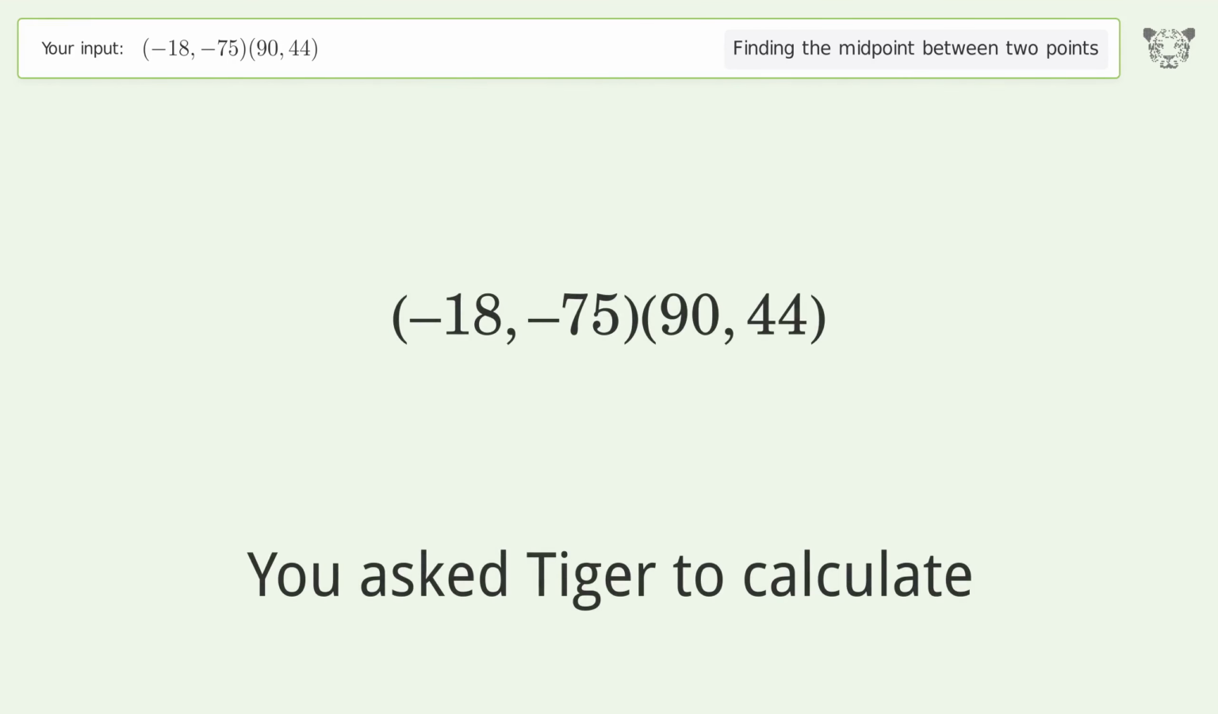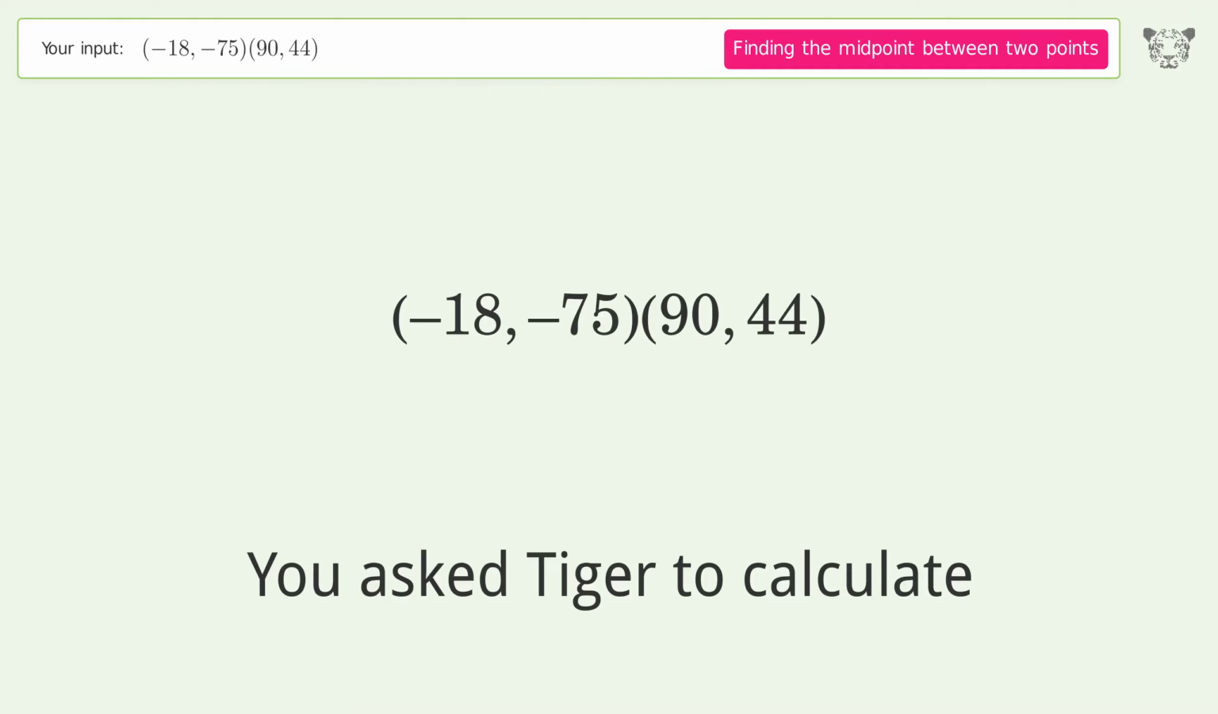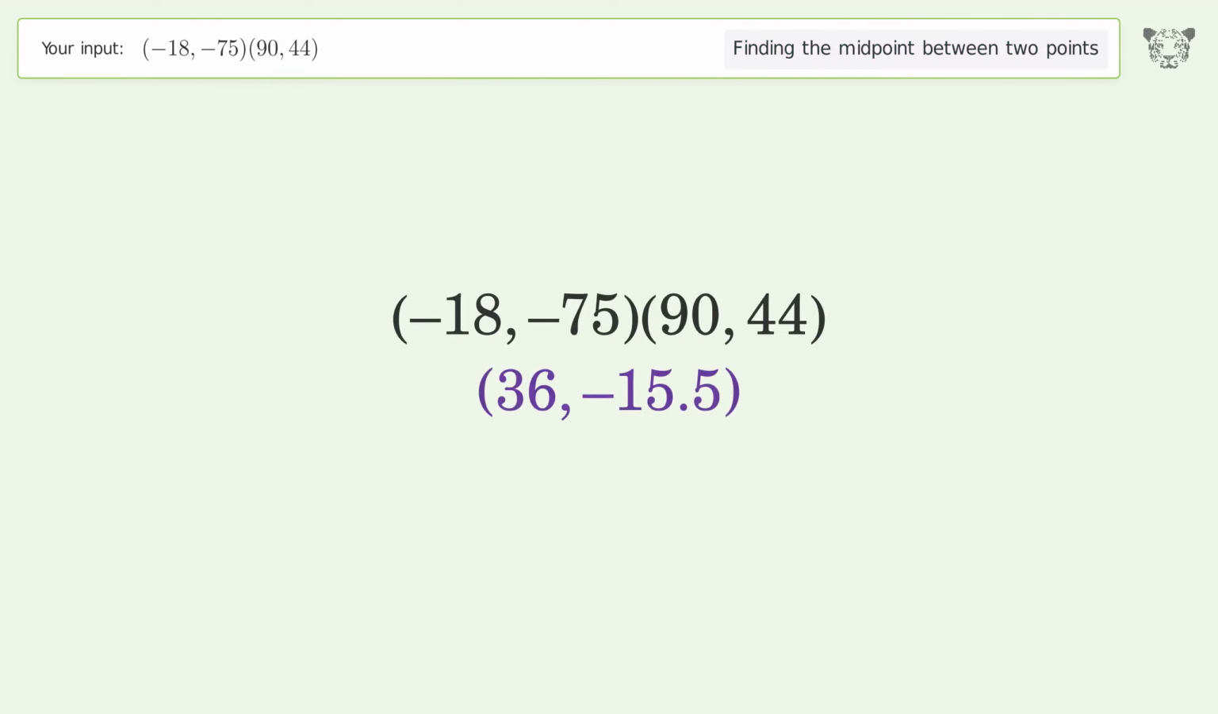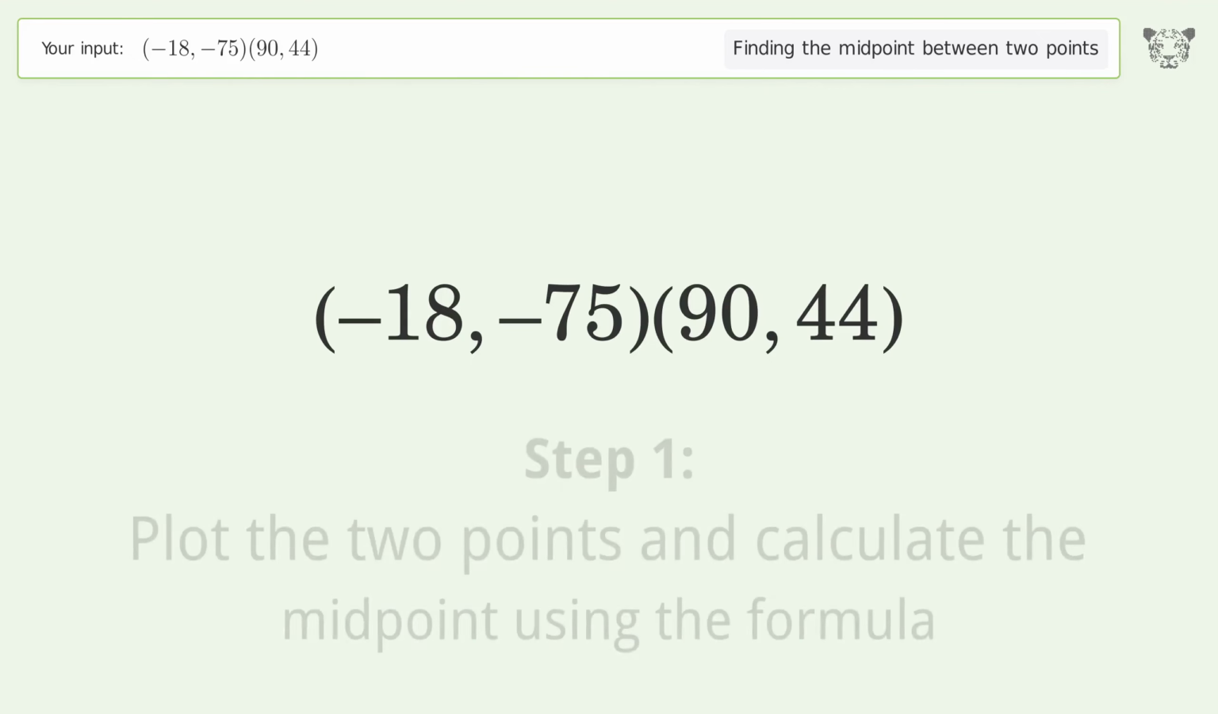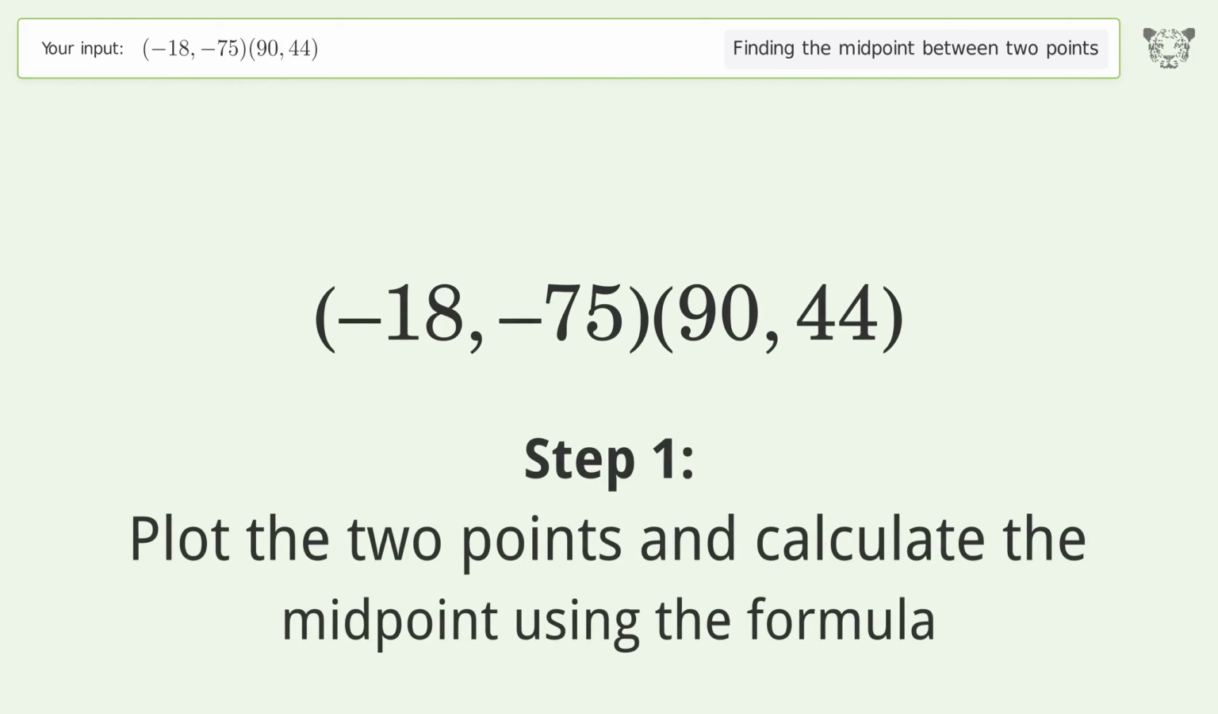You ask Tiger to calculate. This deals with finding the midpoint between 2 points. The midpoint between the 2 points is 36, negative 15.5. Let's solve it step by step. Plot the 2 points and calculate the midpoint using the formula.